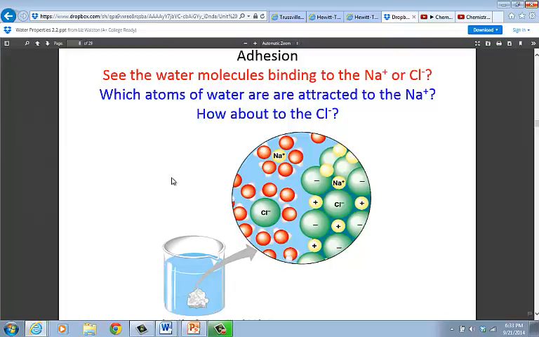All right, now let's talk about bonding. There are three main types. There are more than three types of bonding, but the three types that we're going to discuss are covalent, ionic, and hydrogen.